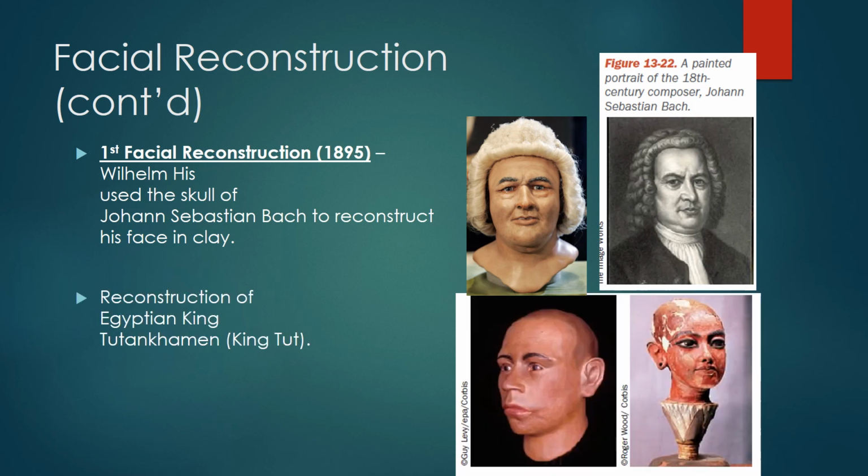And then here's another one that's been done more recently, where they've taken the skull of the Egyptian king Tutankhamun and used that to recreate what he would have looked like when he was alive. And then next to it is a little statue of Tutankhamun when he was alive. And you can see there's a lot of similarities there.